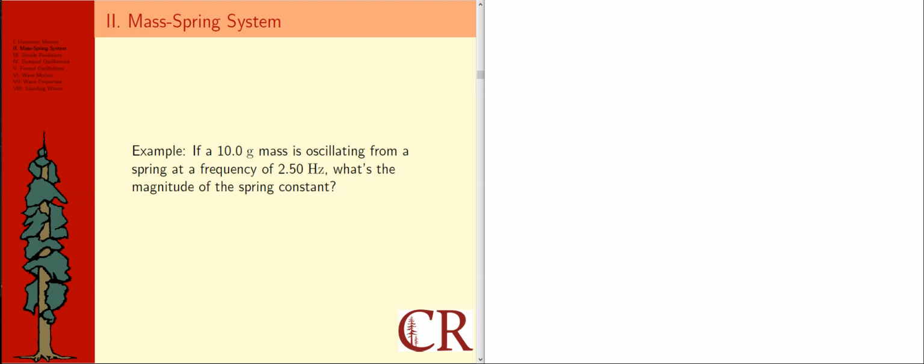If a 10-gram mass is oscillating from a spring at a frequency of 2.5 hertz, what's the magnitude of the spring constant? So I'd like to use the formula omega is equal to square root of k over m to do this question. I prefer this formula. It's simple compared to the other two alternatives that are there, but you can use any of those that were on the key concept slide if you like, if you have them written down.